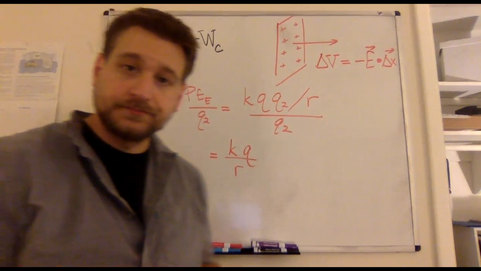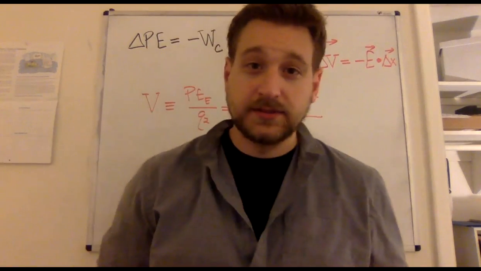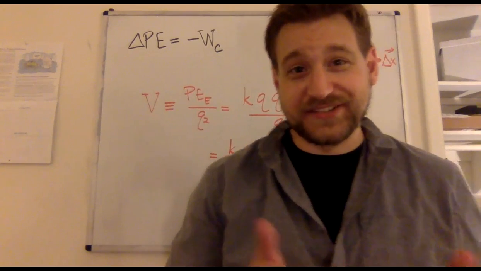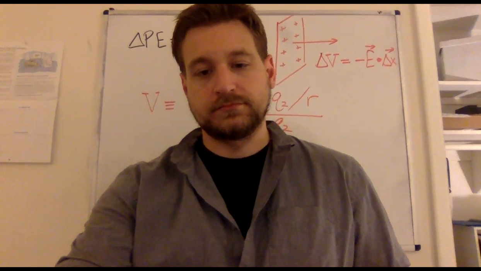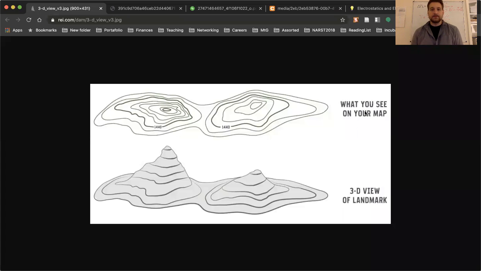Electric potential is like gravitational potential, and electric potential energy is like gravitational potential energy. We keep track of all the points that have the same gravitational potential energy with a contour map, a topographical map.